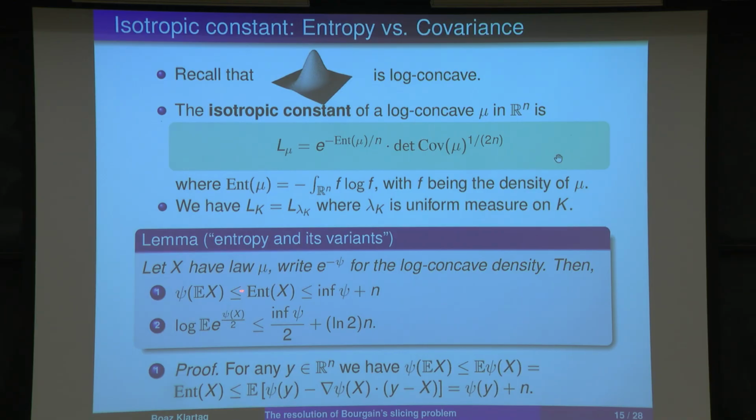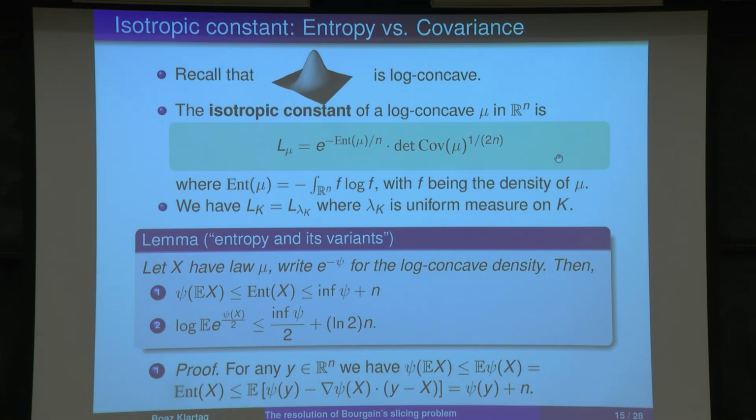So how would you prove that the entropy, the expectation of psi, is roughly the value at the barycenter and roughly the infimum? How do you do that? The first inequality is just Jensen. Since psi is convex, psi at the barycenter is smaller than the expectation of psi, which is the entropy. That's very simple. Now, how do you prove the second inequality?